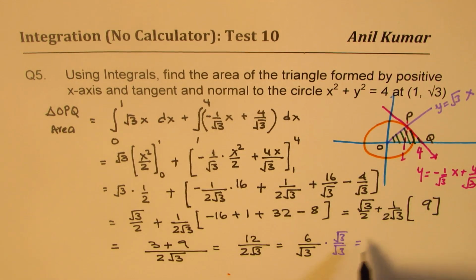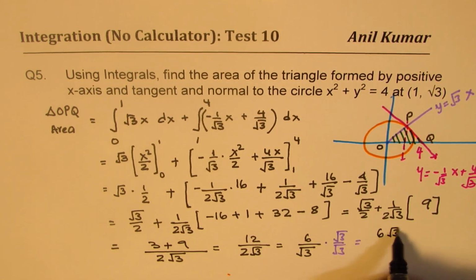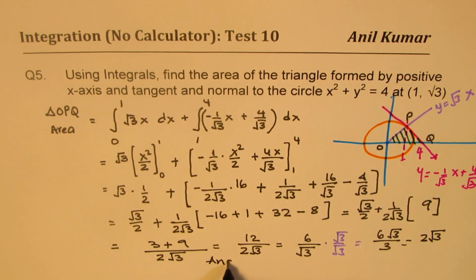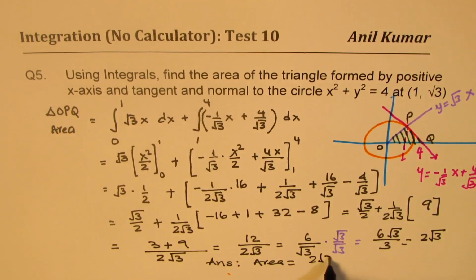So you get 6 square root 3 over 3, or this could be written as 2 square root 3, correct? So that becomes the area. Perfect. So our answer here is that area equals 2 square root 3 units squared. Correct? So that is how you can actually solve this question.